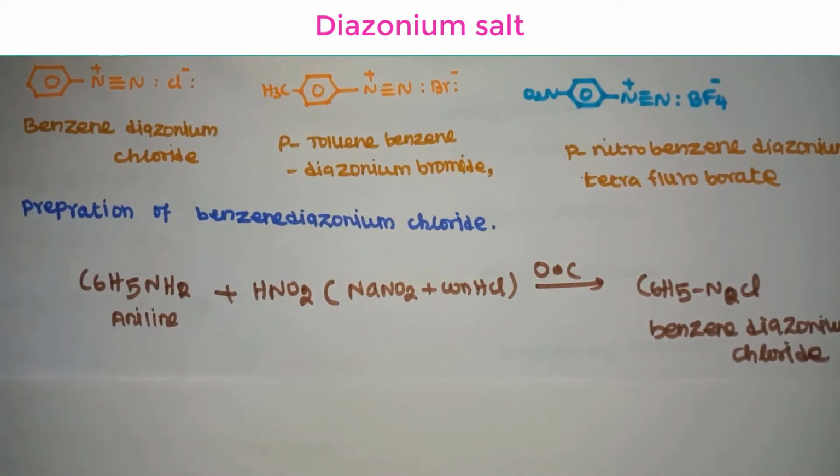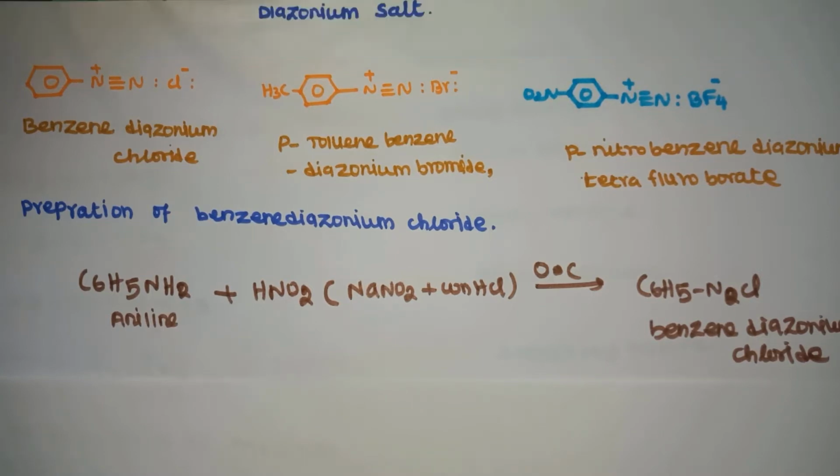Next are the physical properties of benzene diazonium chloride. Benzene diazonium chloride is a colorless, crystalline solid. It is readily soluble in water and stable in cold water. However, it reacts with warm water. The aqueous solution of benzene diazonium chloride is neutral to litmus and conducts electricity due to the presence of ions. Normally at room temperature diazonium salts are unstable, but benzene diazonium tetrafluoroborate is stable at room temperature.